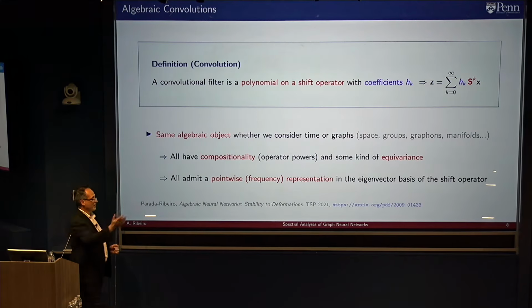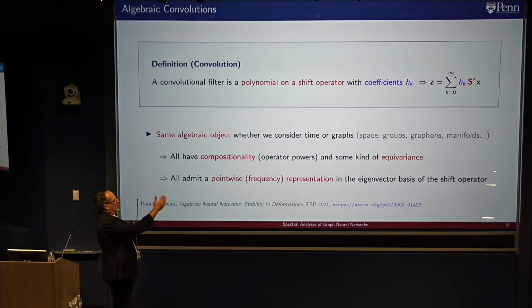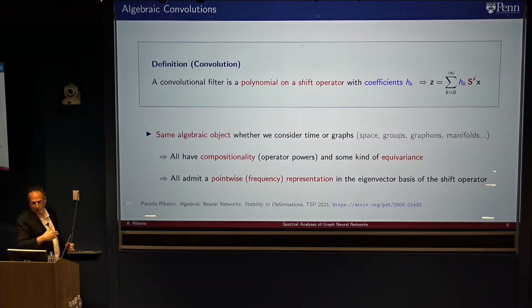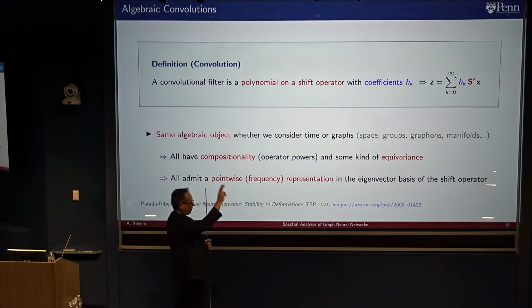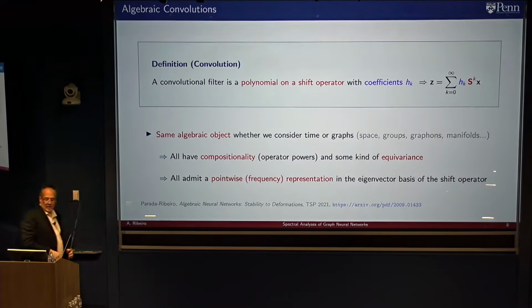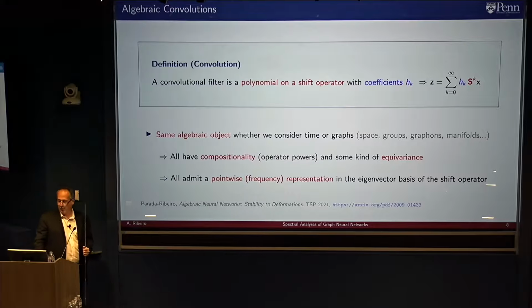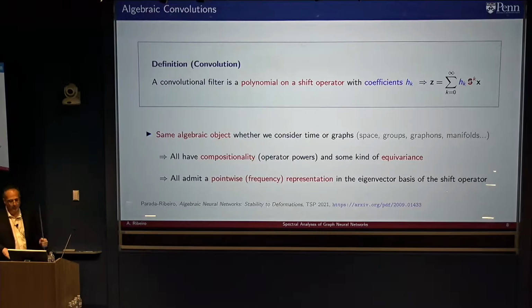Well, because this is the same algebraic object, whether we are considering time graphs, but actually I'm not going to discuss that here. If you consider a space for images or groups or graphons or manifolds, the latter two I will talk about them, then that definition of convolution stays unchanged. What is going to change is the operator that defines the convolution.